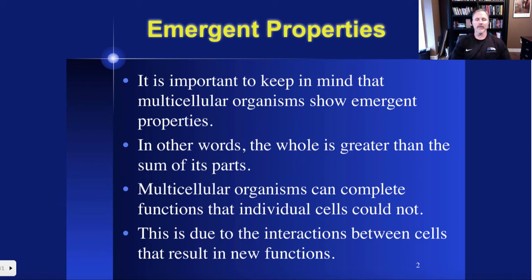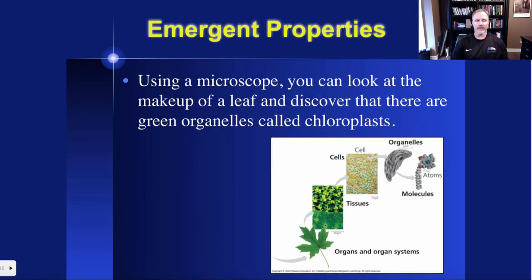So it's important that you keep in mind that multicellular organisms definitely have emergent properties. Because if you look at it, the whole thing is much greater than the sum of the parts. So the individual pieces that make up the large multicellular organisms largely can't exist on their own. Things that make up the cells largely can't exist on their own, but that entire organism can't exist without those small parts either.